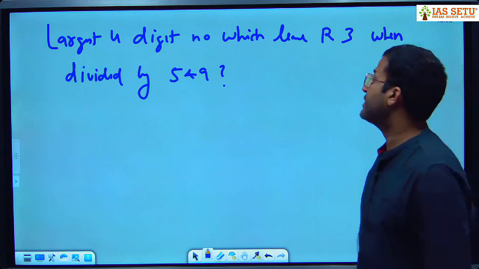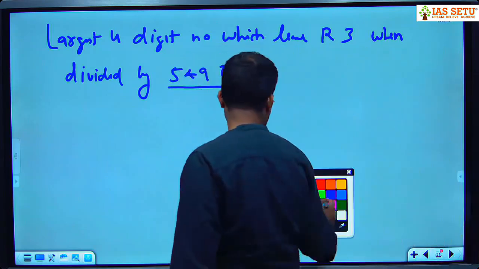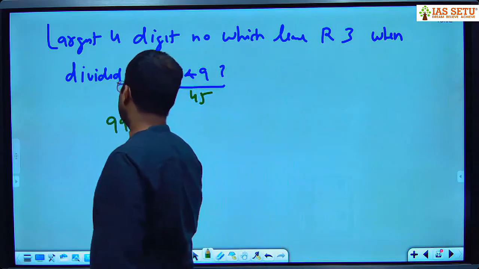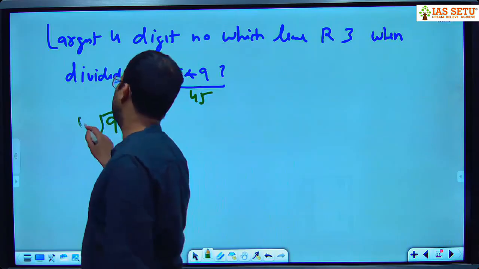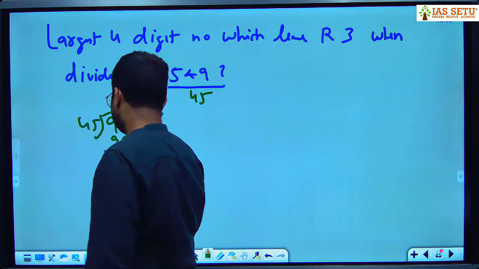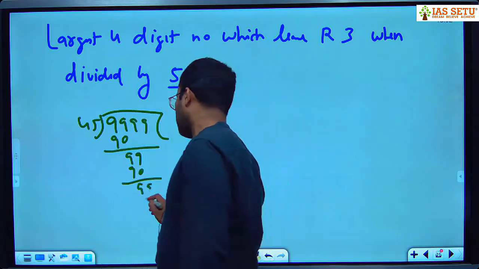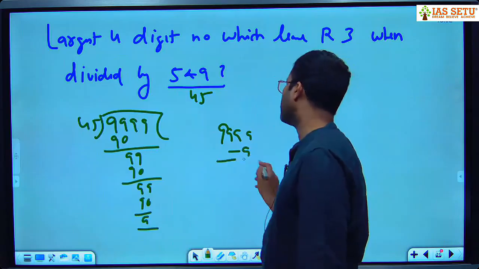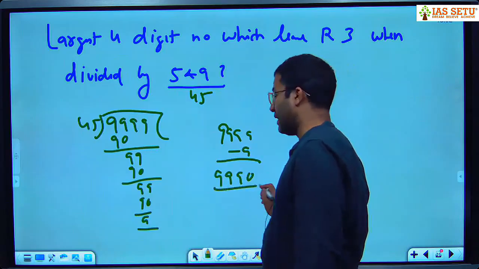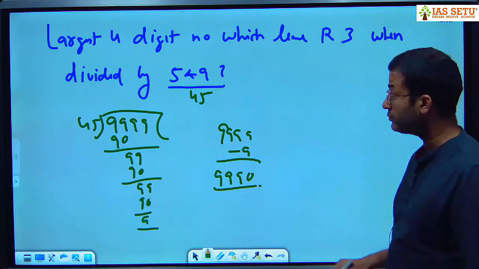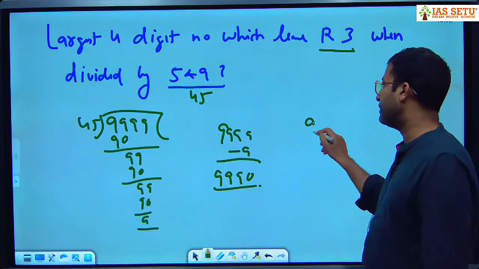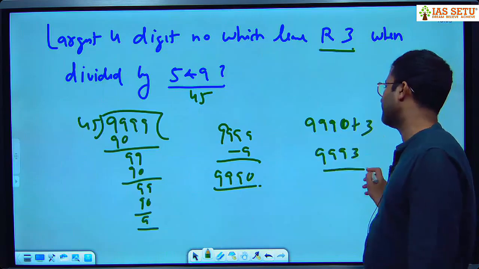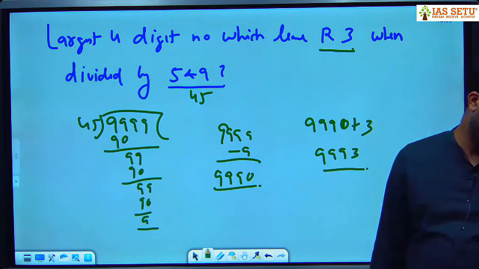Okay, see here, what is the LCM of 5 and 9? 45. Double line, 45. So here 9 is extra, double line minus 9, 9990 is divisible by 5 and 9. But problem क्या है? We need remainder 3 also. So here plus 3. Your answer is 9993.